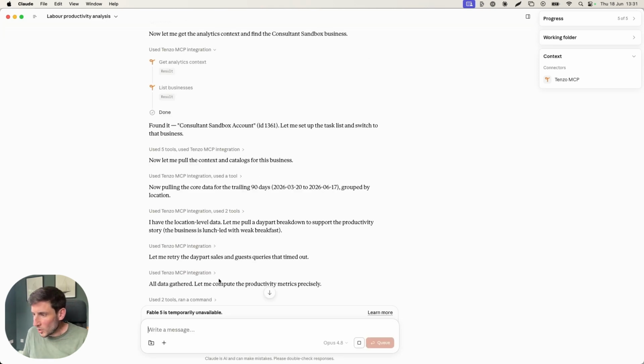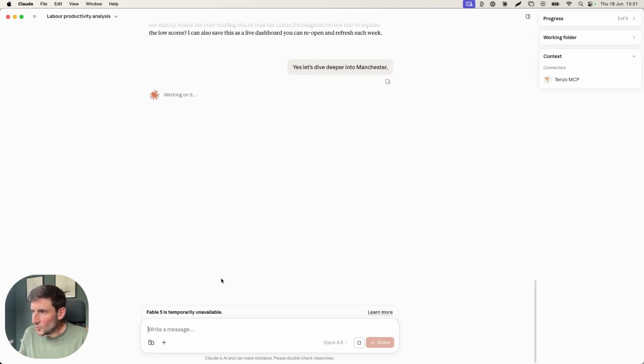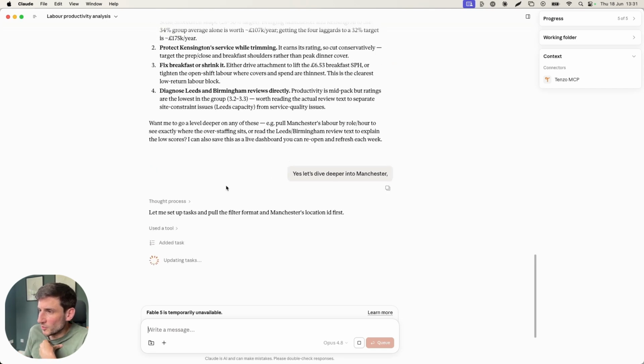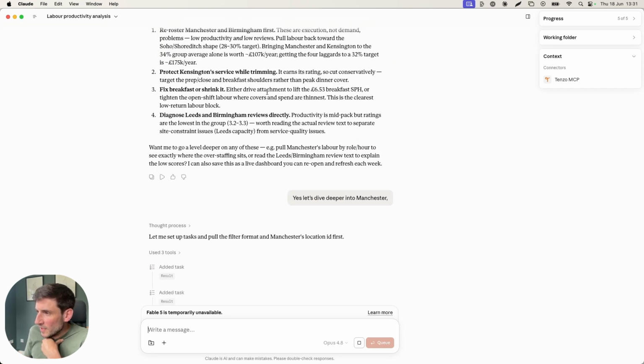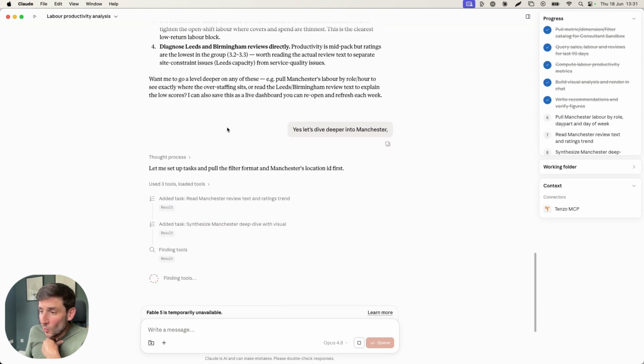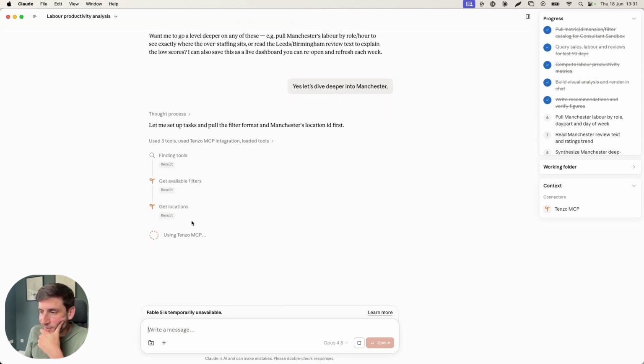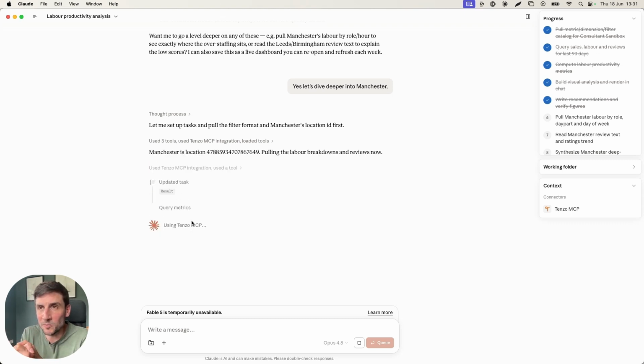So now it will go and look at all the KPIs it can access from Tenzo. You could also, if we wanted to look at what's happening on attachment or specifically on reviews, all of that data is in Tenzo. So you're able to get any KPI related to those metrics.